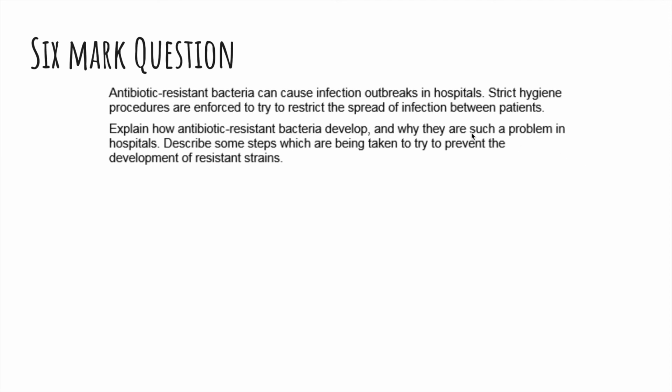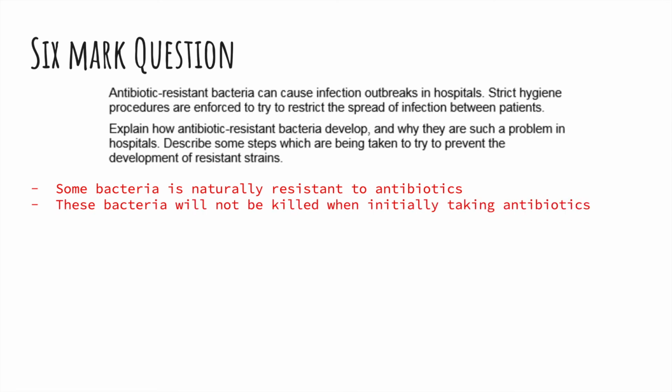Make sure with these that you're talking about both parts, explain and then describe. So explain, we need to talk a bit of science, and then describe is a little bit simpler. So we'll start with the tough bit, and we can say some bacteria is naturally resistant to antibiotics. Show that you understand that some bacteria is always going to fight back, but what causes the problem is that these bacteria won't be killed when you take those antibiotics, so they'll stick around, and then it's really what we do which determines what happens next.